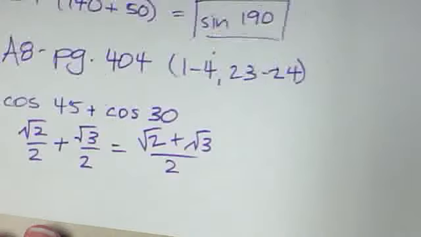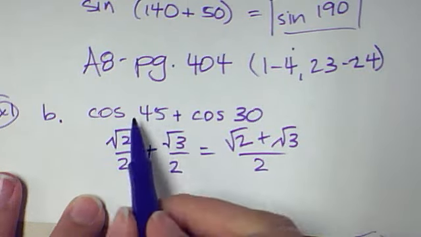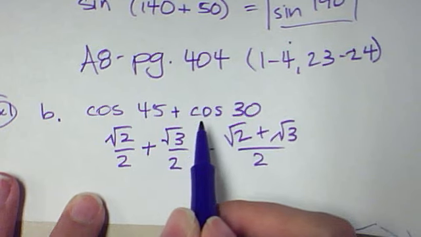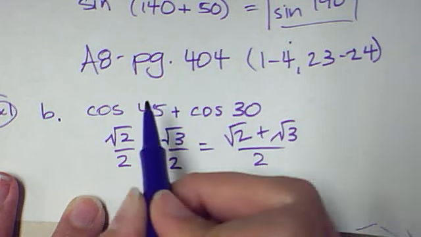Notice that is not the same as what we got on example 1 because if I write it this way with two cosines, that's totally different than what I did in example 1 where I said 45 plus 30 inside of parentheses.